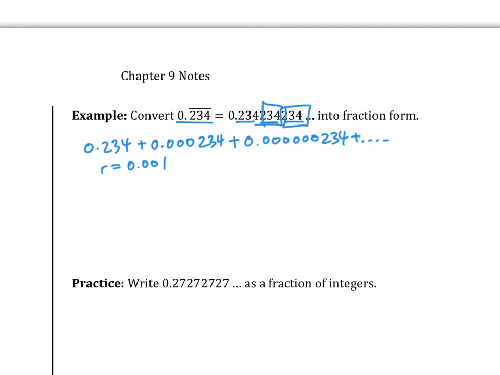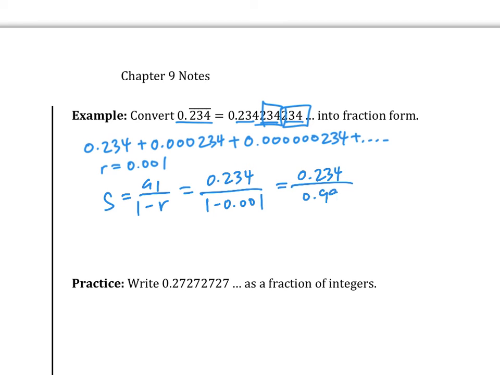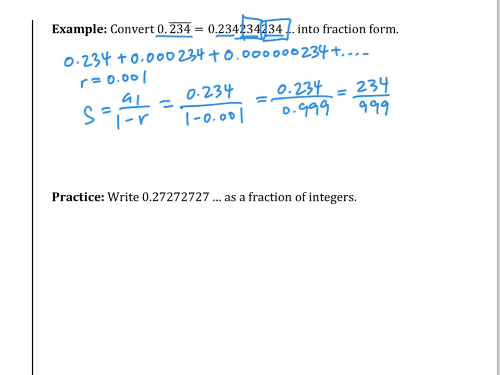So it's asking for the fraction form, which is saying, what is the sum of this series? Well, this is the sum of an infinite geometric series that converges. And so you can just say it's A1 over 1 minus R. A1 is 0.234, because we're talking about this series here, over 1 minus 0.001. So this is 0.234 over 0.999. And if you multiply by 1,000 over 1,000, you should get 234 over 999. All right, go ahead and give the next one a practice. Come back and check your answers.